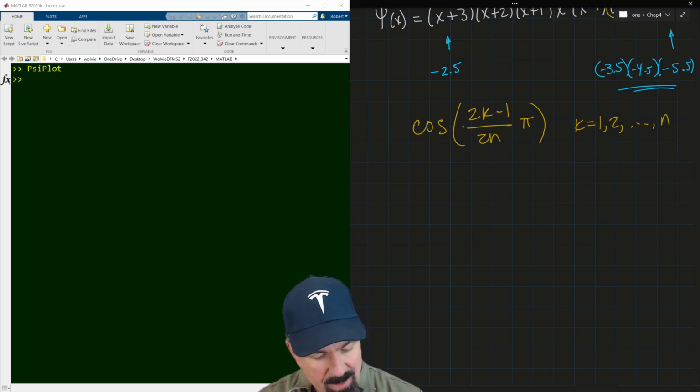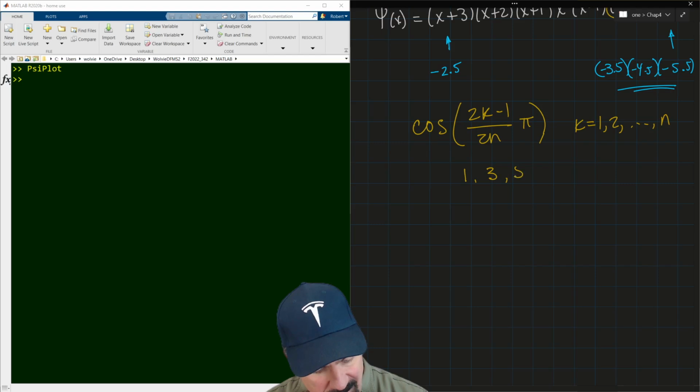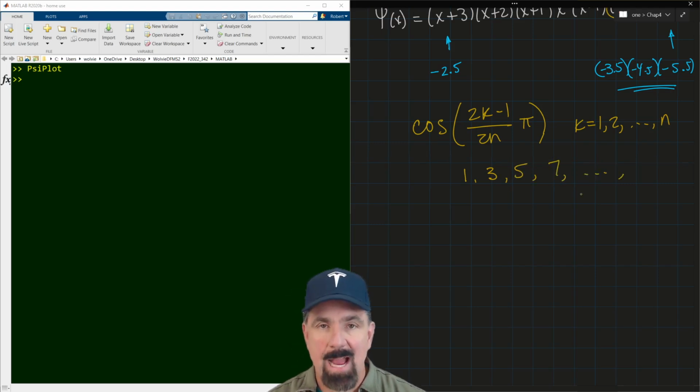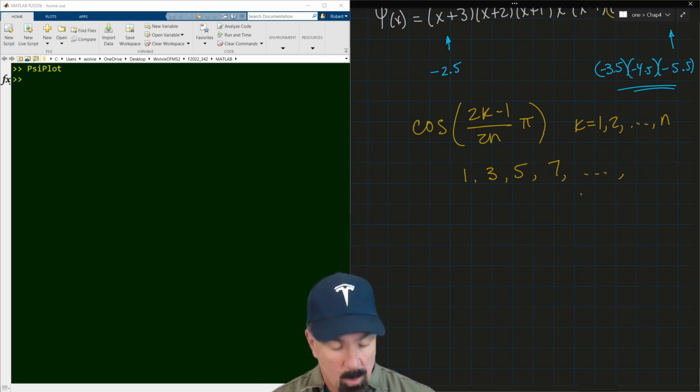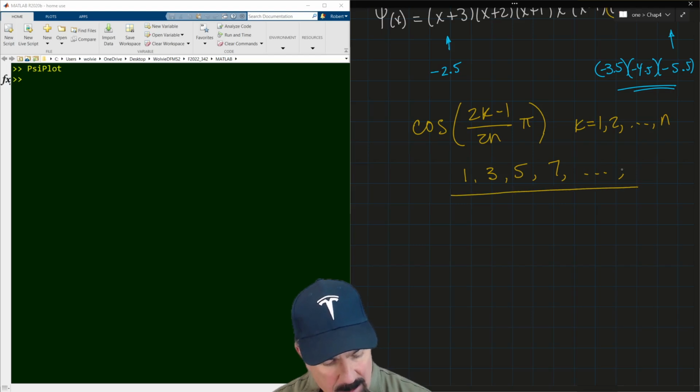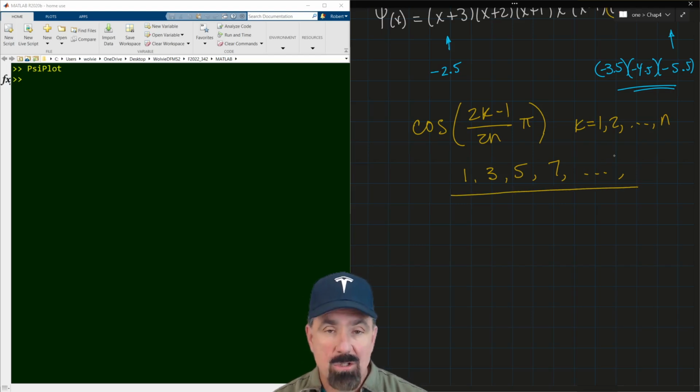And if you think about what this is going to be, the numerator of this fraction is always an odd number. I have a 1, and then I have a 3, and I have a 5, and I have a 7, and I'm just going to keep this up for however many I happen to have. So then I'm going to divide by 2 times n. So let's do the example we were just talking about, which has 13 nodes in it.